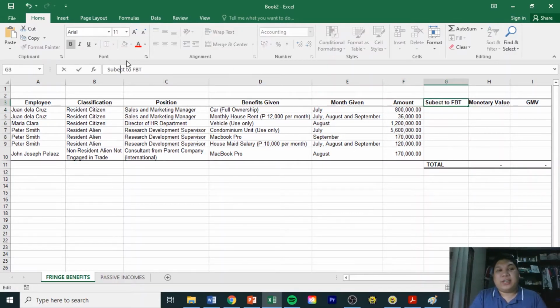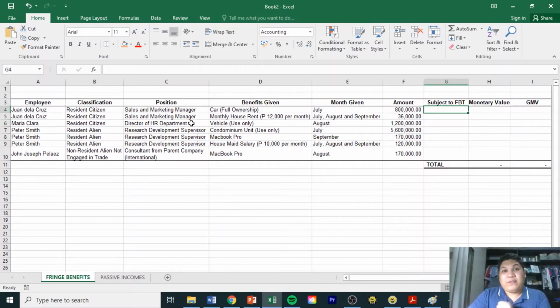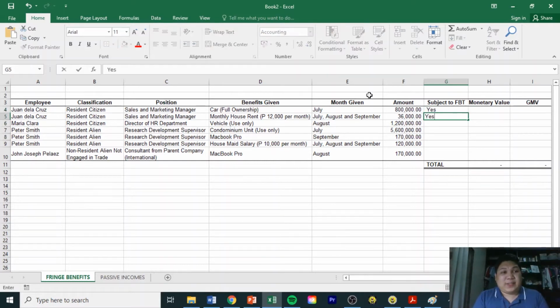So our first question in this case is, are they subject to Fringe Benefit Tax? Okay, so we will answer that by going back to the position column. Are they subject to withholding tax or Fringe Benefit Tax? We can only answer that if the employee is a manager holding managerial positions, or he is a supervisor holding supervisory positions. So, Juan de la Cruz is definitely a manager. So, therefore, this is a yes. And, of course, this is a yes because it's still Juan de la Cruz.